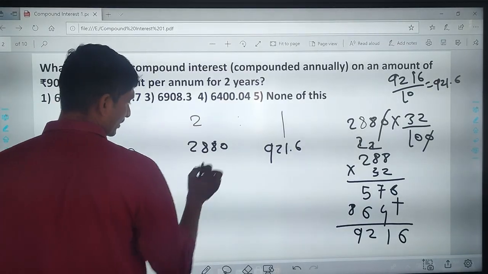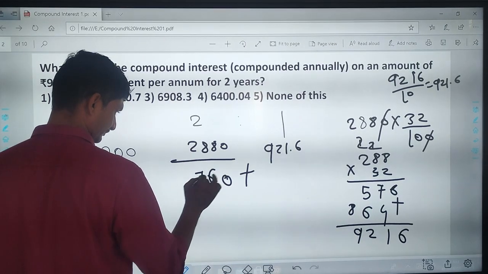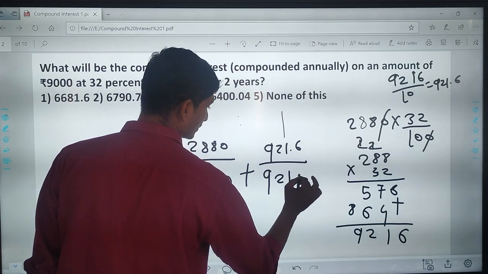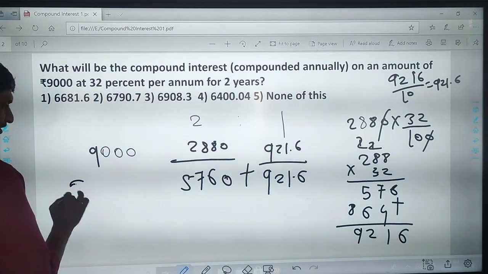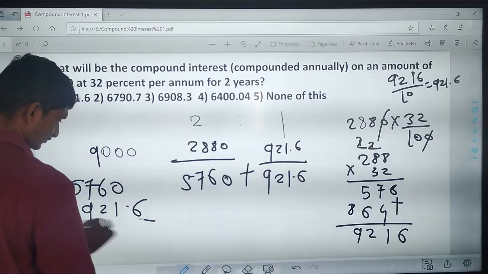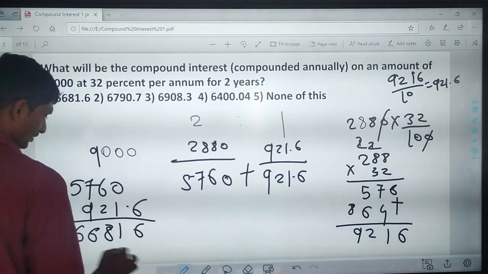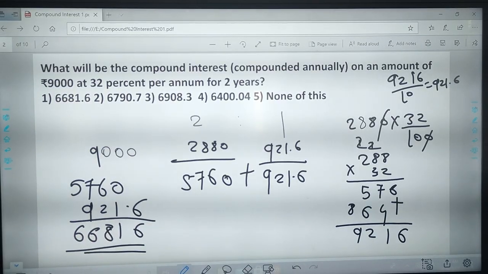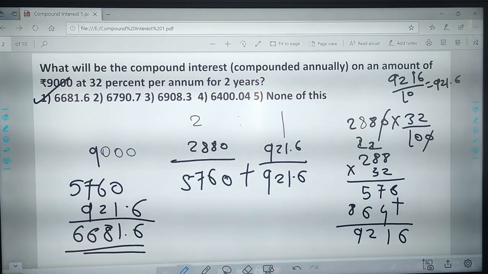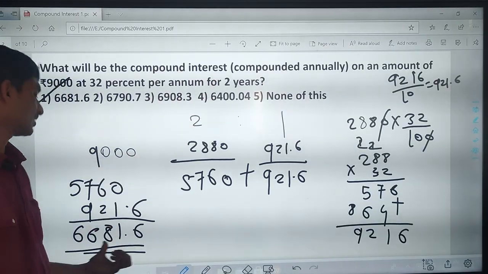Now here we take the multiplication of these two, plus 921.6. We take the addition of this. Now your answer is 6,681.6.